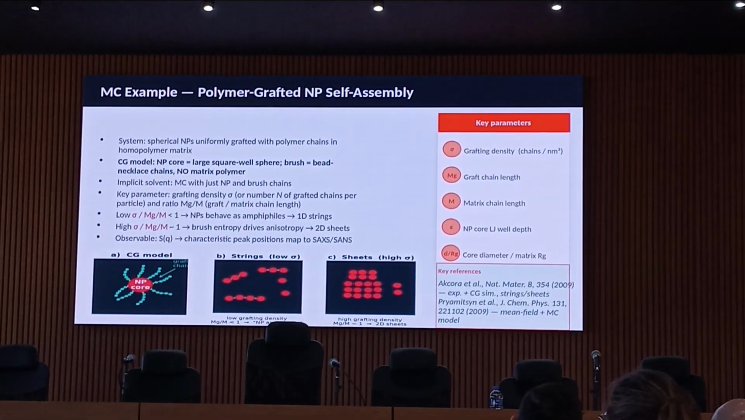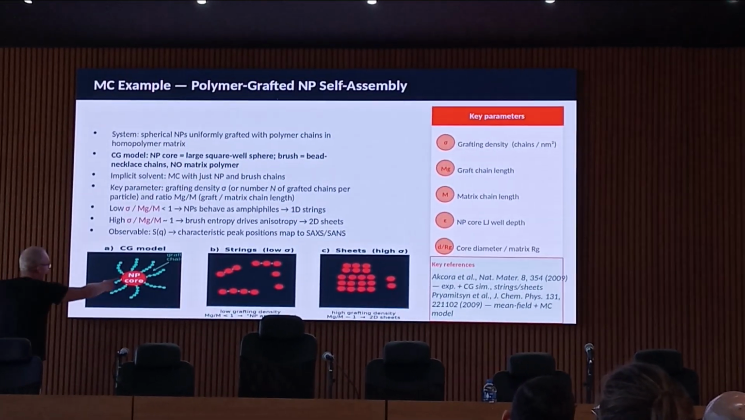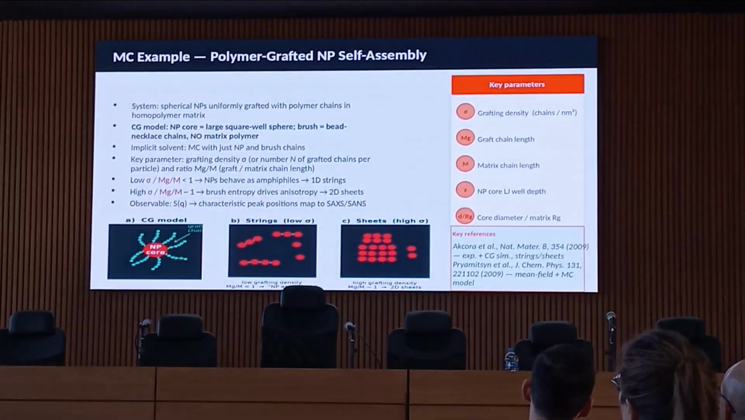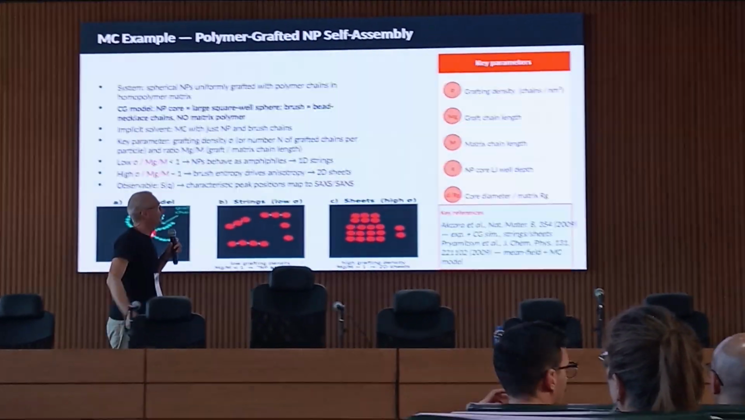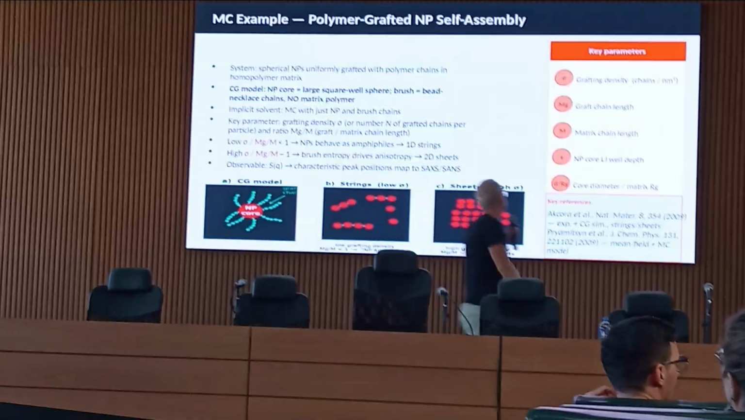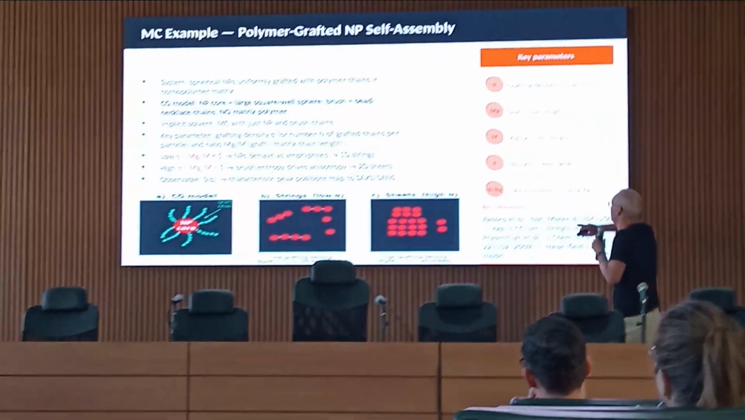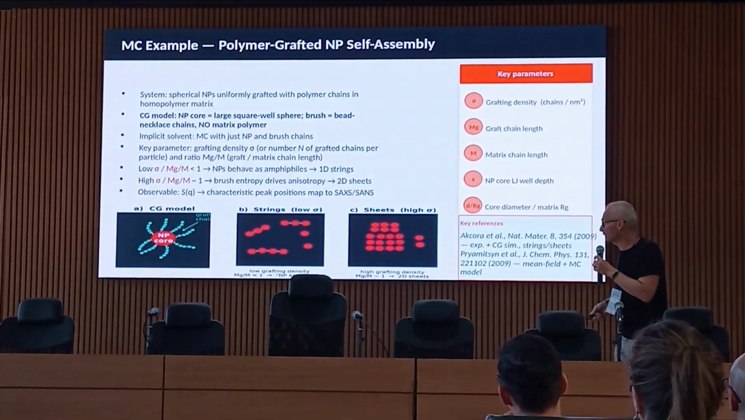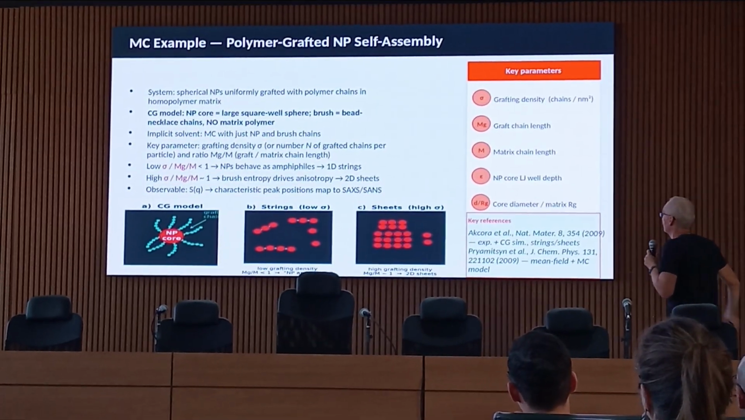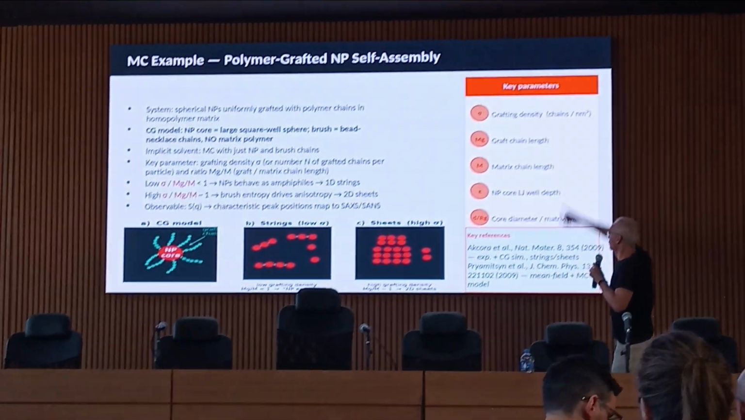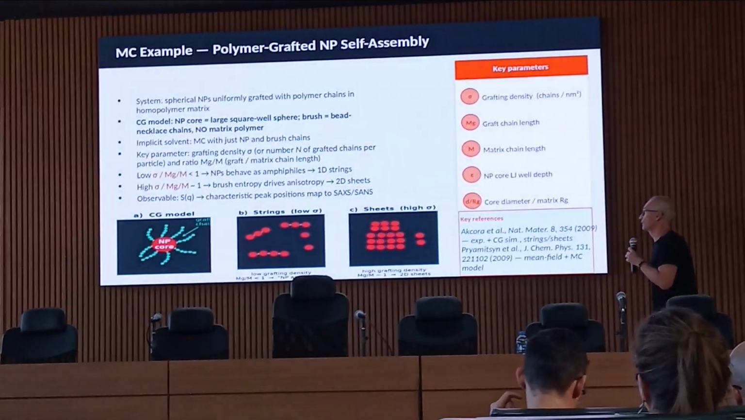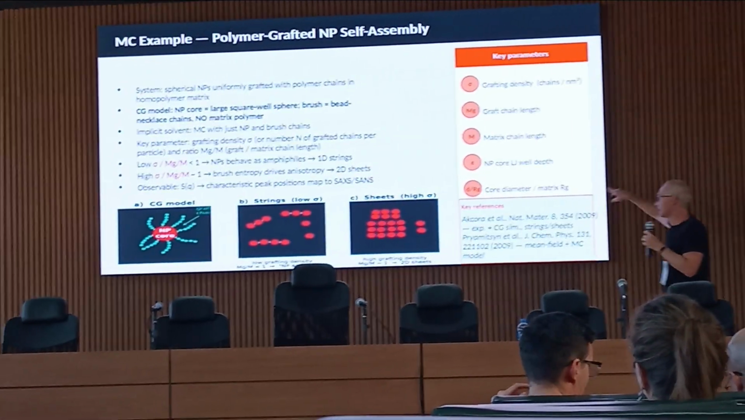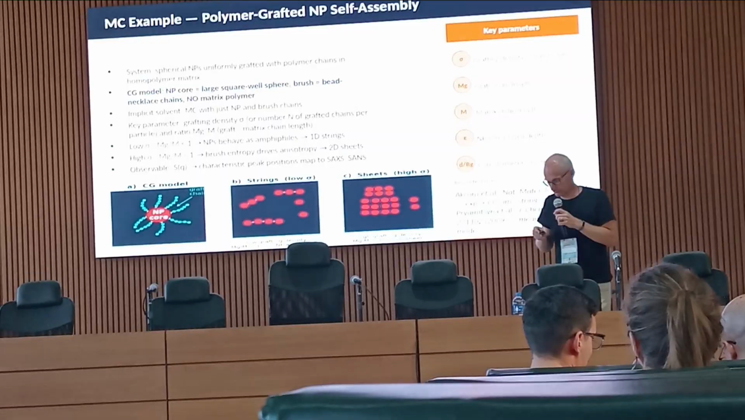And then you ask, what will you get? What type of phases will you get depending on these parameters? So you can think what parameters you have. You have grafting density. How many hairs do you put on the nanoparticle surface? How long are these hairs? How long are the polymers in the matrix or the bath? And then you have interaction parameters and so on.